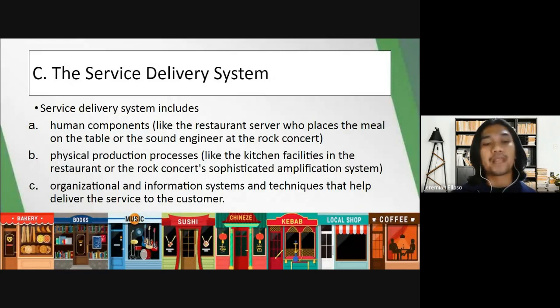Okay, organization and information systems and techniques that help deliver the service to the customer. So it's the process, it's the methodology, the techniques to be able to deliver an excellent service to you. Okay, so you need all of these elements of service delivery so that it will be a great experience for the guest.